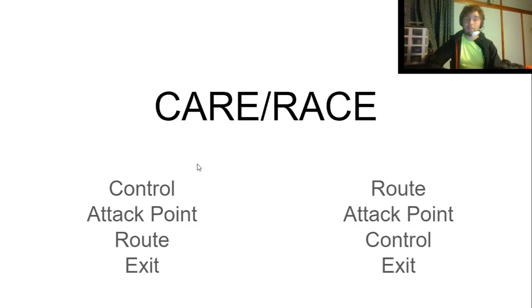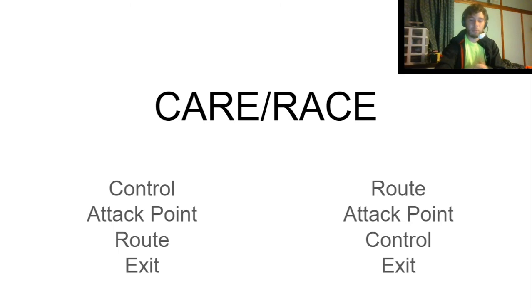So it's an acronym. CARE, RACE, they're basically interchangeable. So CARE: control, attack point, route, exit, or RACE: route, attack point, control, exit. And these are a list of things that I will go through to plan my leg. And again, I use this for every leg of every course. Each of these has more things I could go through. Attack points is an entire subsection of orienteering, an entire technique. I'm just going to go over the very basics of it.